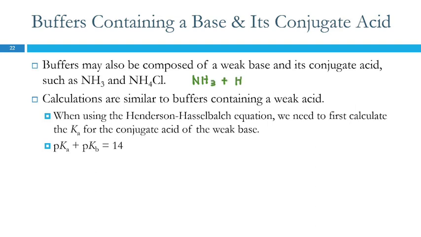Because NH3 plus water, the base takes a hydrogen ion and produces hydroxide ion. This is the NH4 in ammonium chloride. The chloride is the counter ion. We're not going to pay any attention to it.